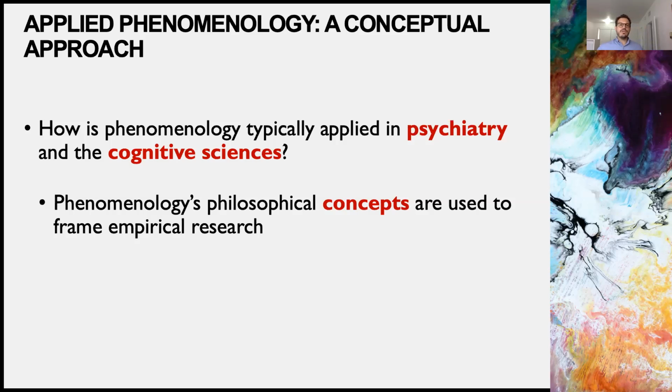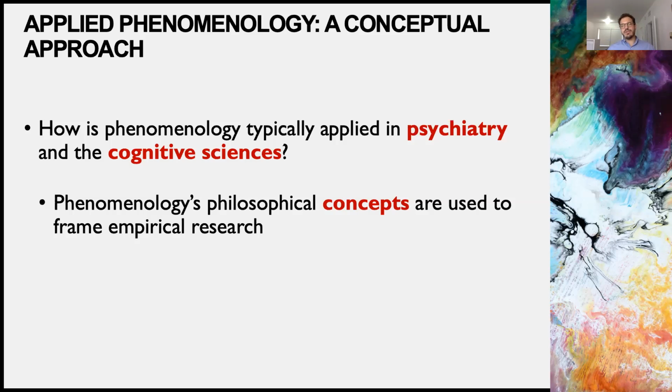And what you see psychiatrists and cognitive scientists doing in many cases is taking those concepts and using them in some way to frame or orient their empirical study. One really good example of this is how phenomenological psychiatrists have studied schizophrenia. Many phenomenological psychiatrists argue that schizophrenia should be understood as a kind of self-disorder.